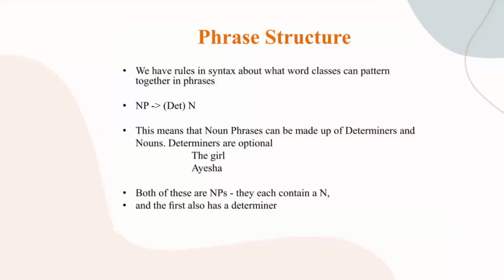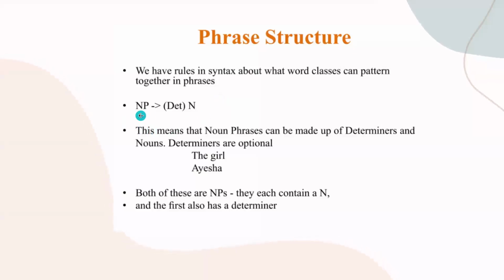And as I am talking about the types of the sentences, you should be clear about the phrases and the types of phrases also, so that when you are working on the tree diagram, you know what is actually written in the sentence. So phrases are basically incomplete parts of sentences. They do not convey the complete meaning, and we have many different types of them. We are going to study them one by one. We have rules in syntax about what word classes can pattern together in phrases.